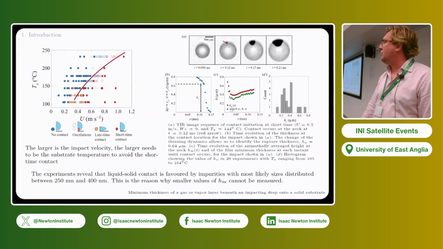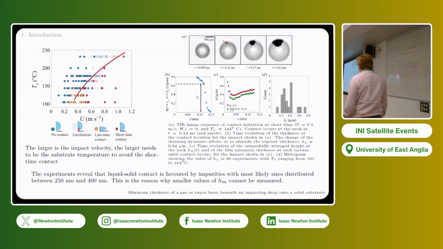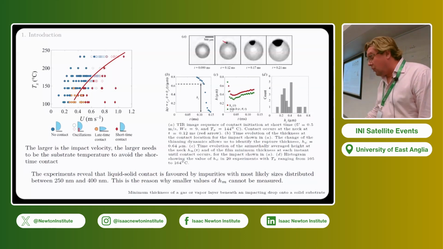They plot this diagram of Leidenfrost solid temperature as a function of the velocity, and we see the transition here with a red line, the transition between a short contact and no contact.